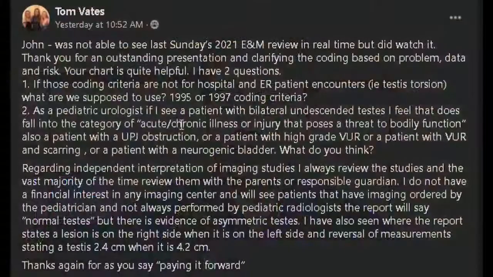And lastly, you mentioned something about independent interpretation of imaging studies. You always review the studies, and a vast majority of the time you review with the patient or responsible guardian. And actually, I do that quite frequently as well. Directly to the patient, I show the patient what I'm seeing on the actual images, and they often get that aha moment. Oh yeah, the prostate's huge, or the cyst appears to be benign, or the stone, you can show them that the stone is right there in the ureter causing hydronephrosis, but maybe not so much for peds.